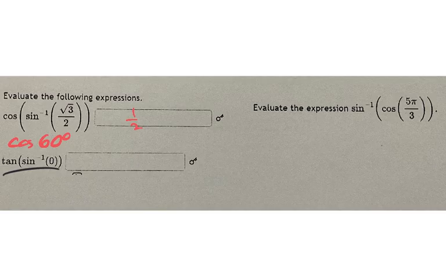Inverse sine of 0. So, sine is the y value. So, where's my y value? 0. It's there where I've rotated nowhere, so this is 0. So what's tangent of rotating nowhere? Well, tangent is the y over the x. 0 over 1, which is 0.